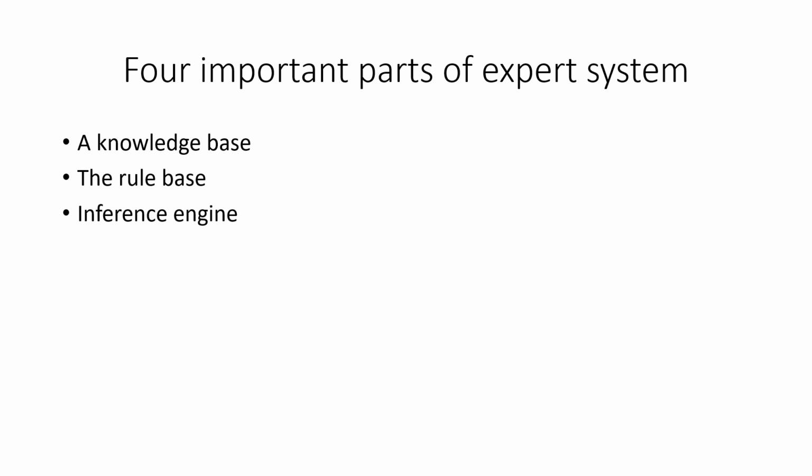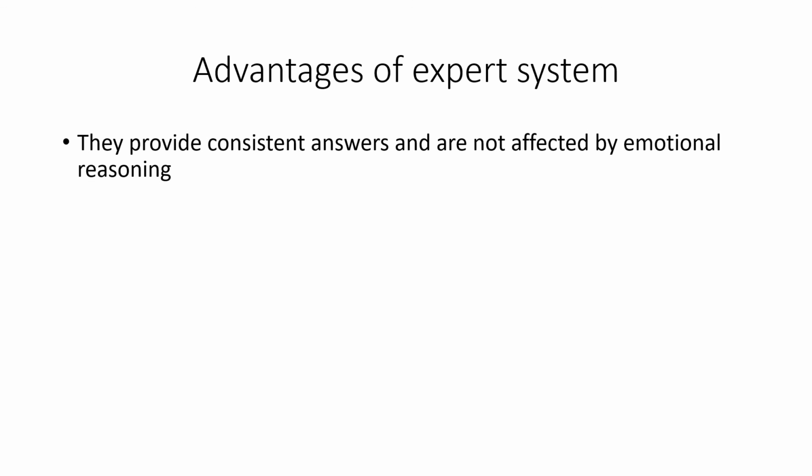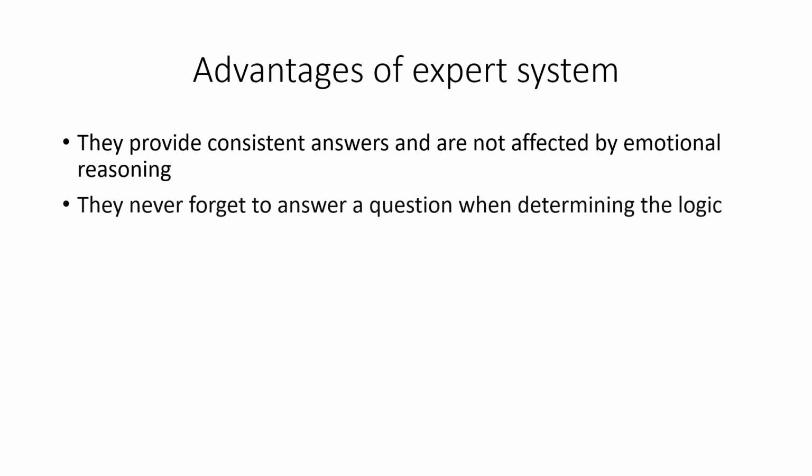So there are four very important parts in an expert system that you have to know: knowledge base, rule base, inference engine, and user interface. Advantages of expert system are they provide consistent answers and are not affected by emotional reasoning. They never forget to answer a question when determining the logic.